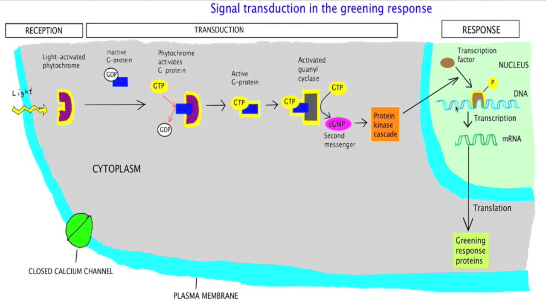Good. And then that will start the transcription process, and then it'll create mRNA, which leaves the nucleus and enters the cytoplasm, and then that's when the greening response happens. So the mRNA will get translated. Yes. And what happens when you translate mRNA? That turns into proteins. That's something from the first semester. When mRNA is translated, that produces the proteins that will cause the greening response.